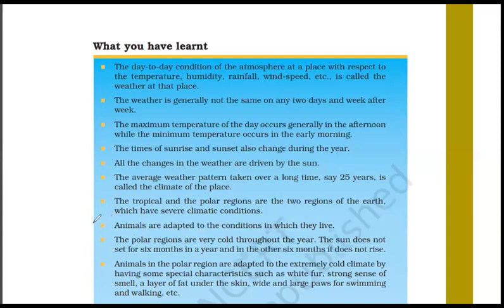Now, we have different climatic zones, different regions based on climate, which are the temperate region, polar region, tropical region, subtropical region. So the tropical and polar regions are two regions on Earth which have severe climatic conditions. For example, the polar regions are very cold, cold and dry, whereas the tropical region is hot and humid. So they have extreme regions.